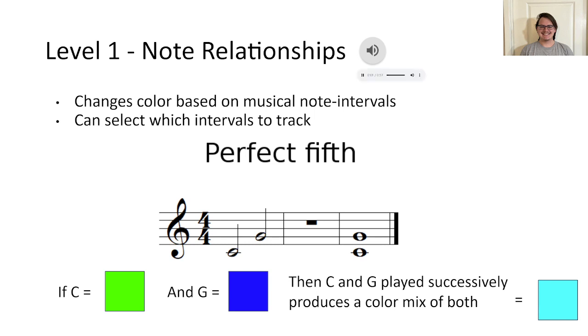The next level of color assignment has to do with the relationship between notes being played. This plays off the previous level of assigning single notes to colors, however it introduces variation in color based on intervals being played successively. For example, if we were to play the note C, which is assigned to the color green, and then play the note G, which is assigned to the color blue, we would produce a color mix of both notes to create a teal color, which presents a note interval of a perfect fifth.